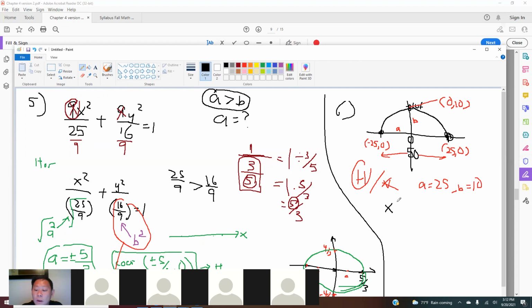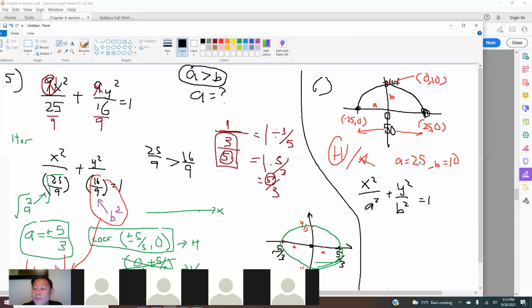X squared over A squared plus y squared over B squared equals 1. This is A and this is B. Since we know A is 25, we plug in here. So what is 25 squared? 625. And B is 10, so 10 squared is 100, right? 10 times 10 is 100. So this is the equation of an ellipse.